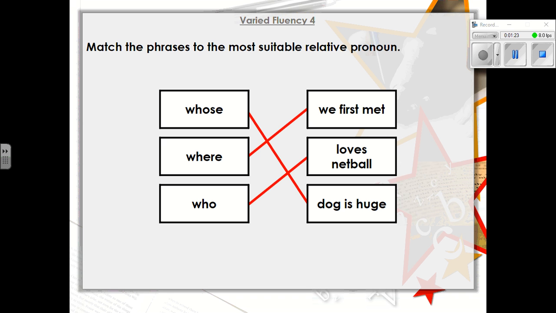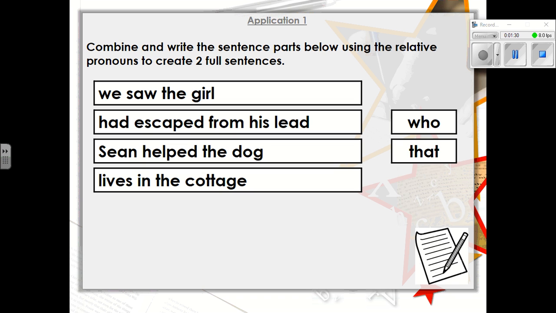Okay, and here are the answers. Whose dog is huge, where we first met, and who loves netball. These relative pronouns match those phrases. Now what I'd like you to do is some writing quickly. Combine and write the sentence parts below using the two relative pronouns to create two full sentences. So you're going to combine two of these lines using one of these relative pronouns, and combine the other two using the other one. Hopefully that makes sense. Please get that done for me.